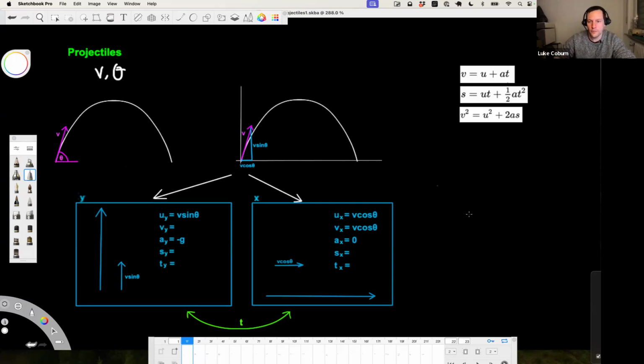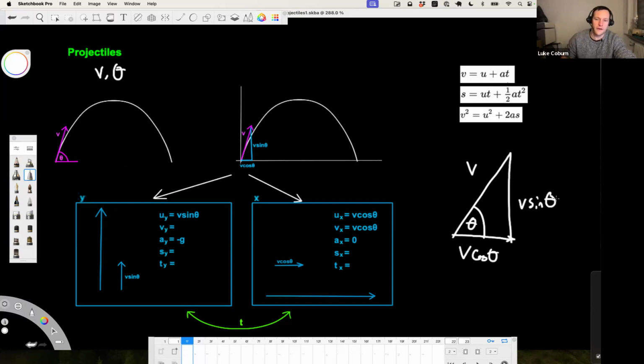What we do every time we have one of these questions is we take that velocity v and split it into a component that goes horizontally, that'll be v cos theta, and a component that goes vertically, that'll be v sine theta. And then we consider the horizontal and vertical cases separately. So SUVAT and t subscript y, SUVAT and t subscript x.